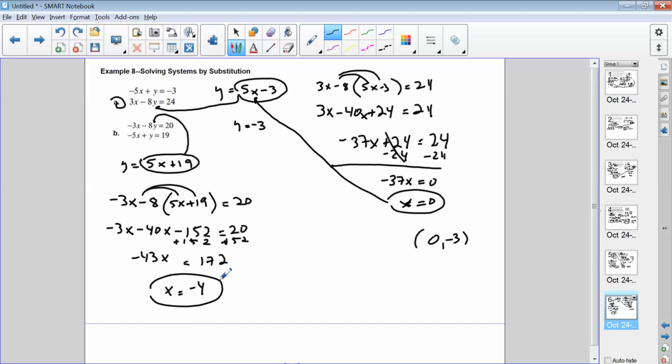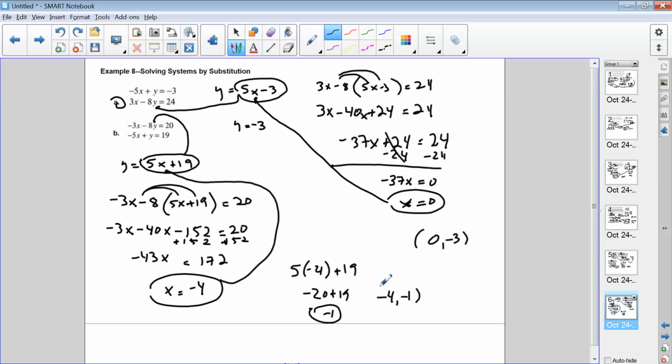So since x is negative 4, I'm just going to substitute right here. So 5 times negative 4 plus 19, so that'd be negative 20 plus 19, or negative 1 for y. So the second one would be negative 4, negative 1 as the solution.